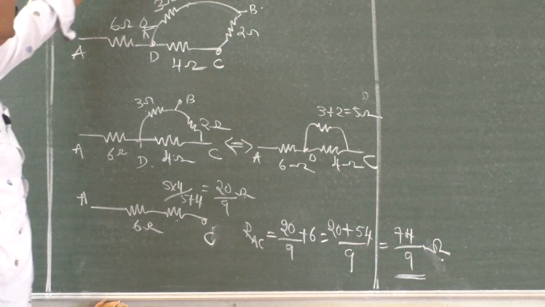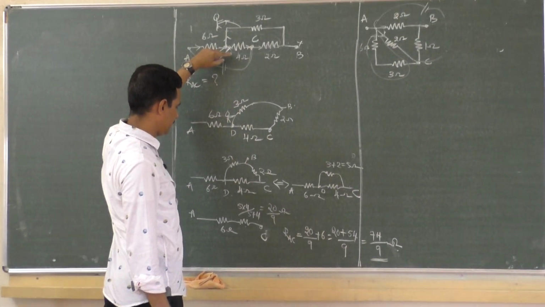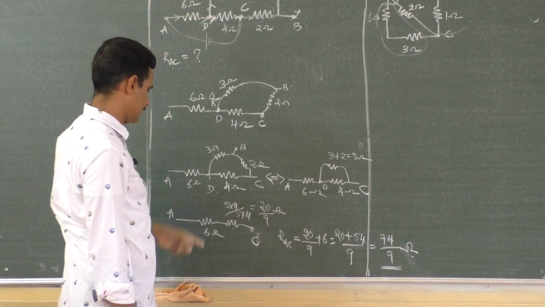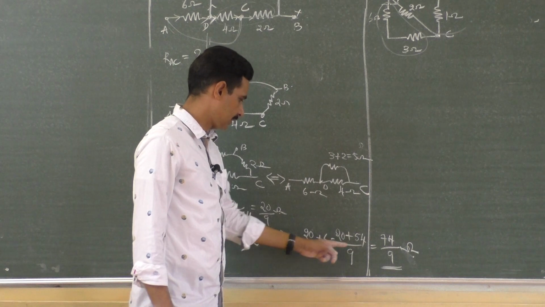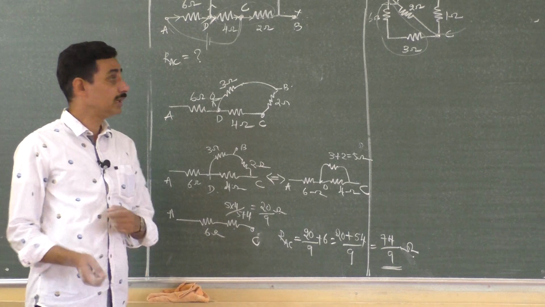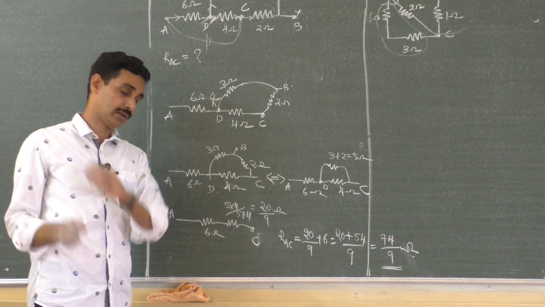Yes, between A and C, it's 5 into 4 divided by 5 plus 4. That is 20 by 9. 20 by 9 plus 6, which is 54 over 9. Yes, correct. 74 by 9 ohm. That is how we have to do. So looking into the circuit from particular points, the nodes are very important.